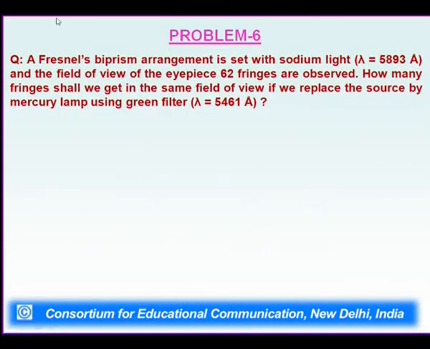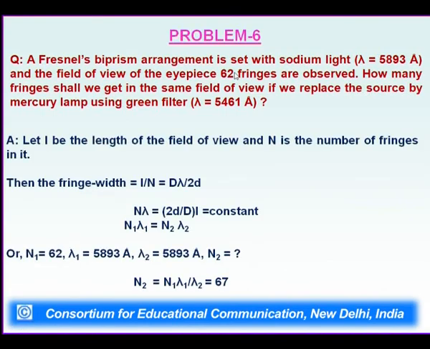Next problem is based upon the Fresnel biprism arrangement. The Fresnel biprism arrangement is set with sodium light whose wavelength is 5893 angstrom, and in the field of view of the eyepiece 62 fringes are observed. How many fringes shall we get in the same field of view if we replace the source by a mercury lamp using a green filter whose wavelength is 5461 angstrom? It's a very easy problem.